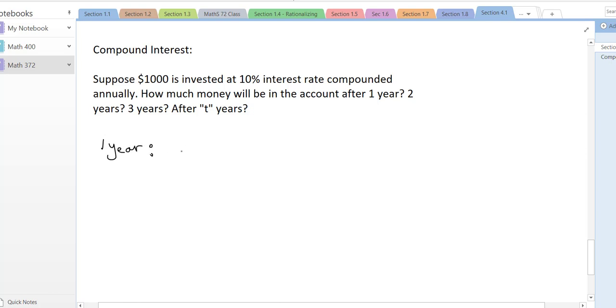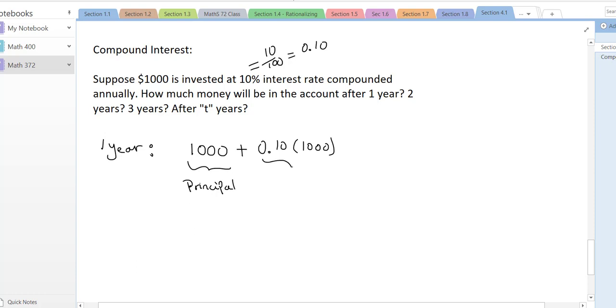Or will there be, if it's not your money? So the way we apply the interest rate, we're going to have $1,000 plus the interest earned. The interest earned is 10%, and 10% means 10 over 100, which is 0.1. So I'm going to do 0.1 times that $1,000. This is the amount invested, which is also called the principal, and this is the interest earned on that principal, the interest earned on the investment.